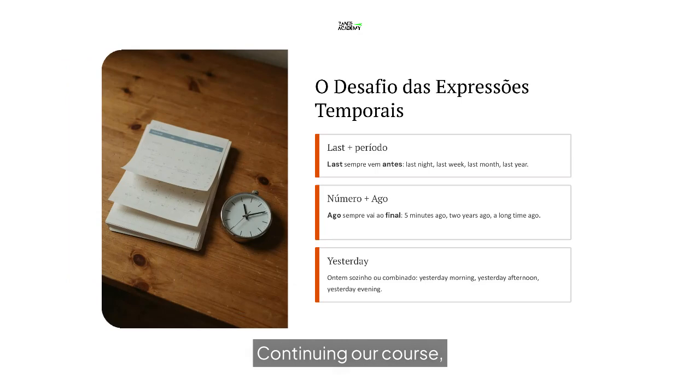Continuing our course, let's delve into an essential aspect of storytelling, the challenge of temporal expressions. We've learned how to use irregular verbs to share our past experiences, and now it's time to add clarity and precision to those narratives by incorporating time phrases.